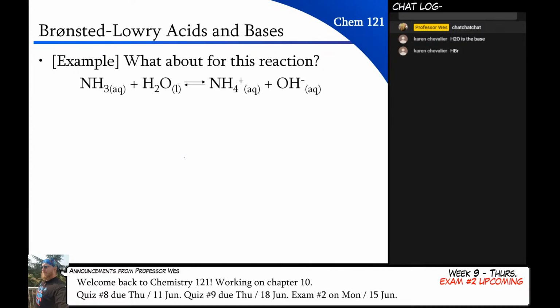All right, how about this one? I know we've already done that reaction because I keep going ahead of myself here, but that's okay. Which reactant is the acid, and which reactant is the base for this reaction? NH3 is the base, good. Which one's the acid?